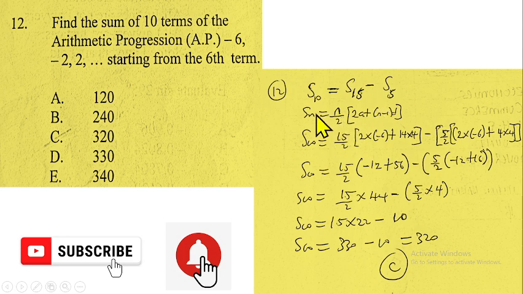And how do we find the sum of terms in an AP? That will be n over 2 into 2a plus open bracket n minus 1 close bracket d. So we can find the sum of 15 by substituting: 15 over 2 into 2 times our a, which is minus 6, plus 15 minus 1, which gives 14, then times d, which is 4.